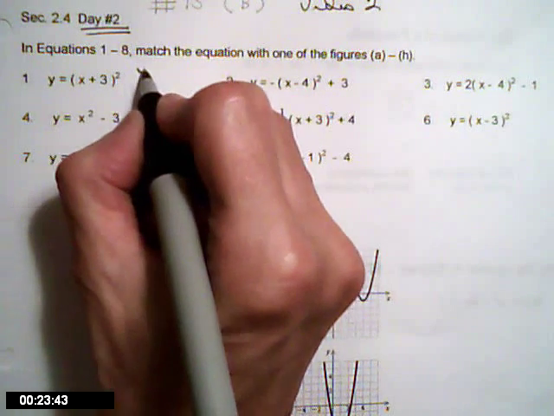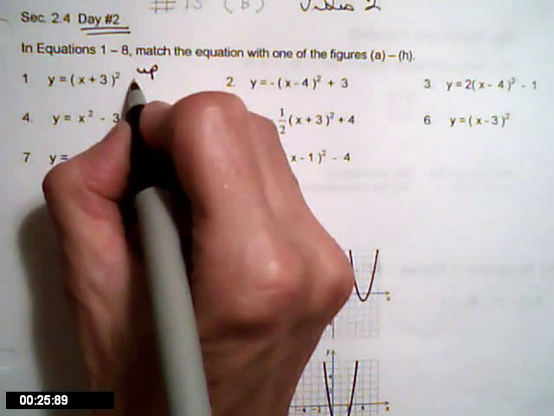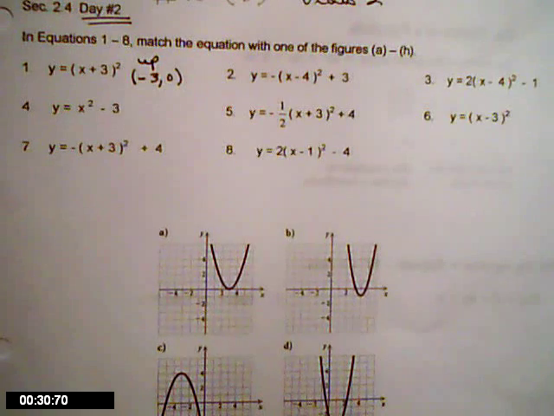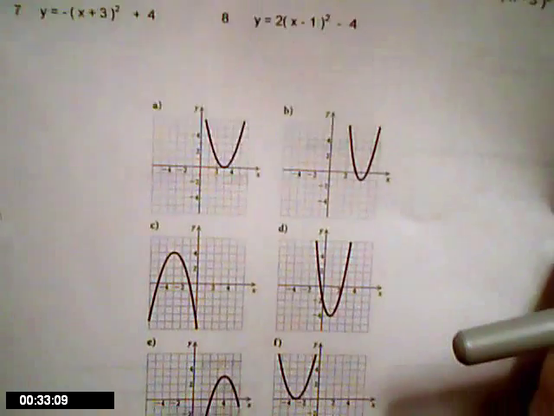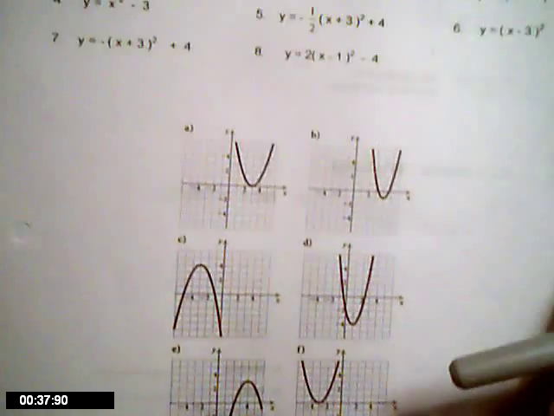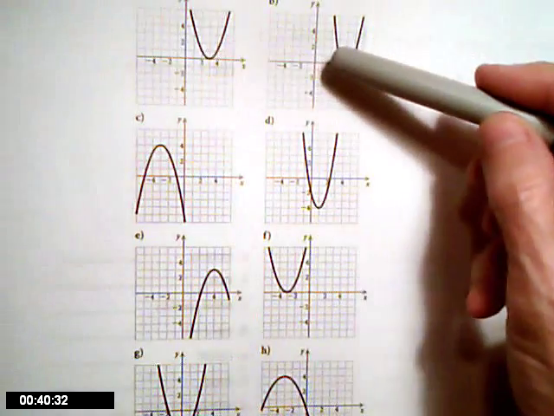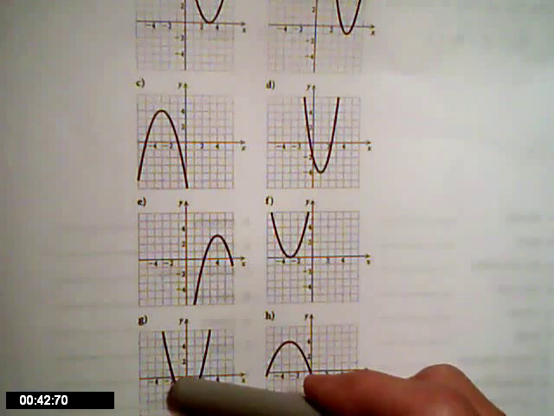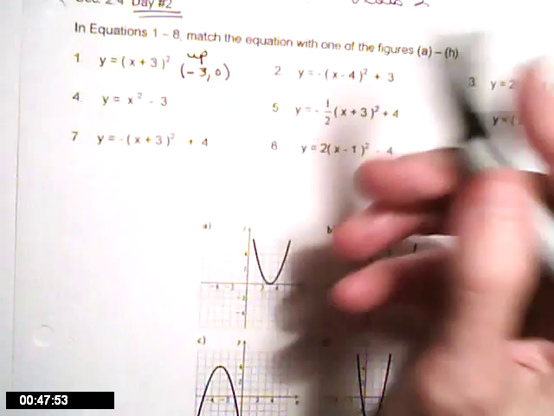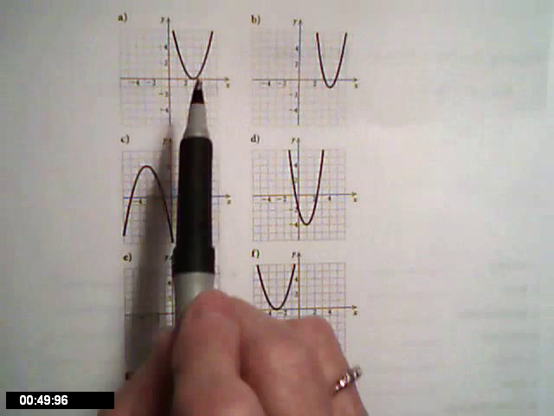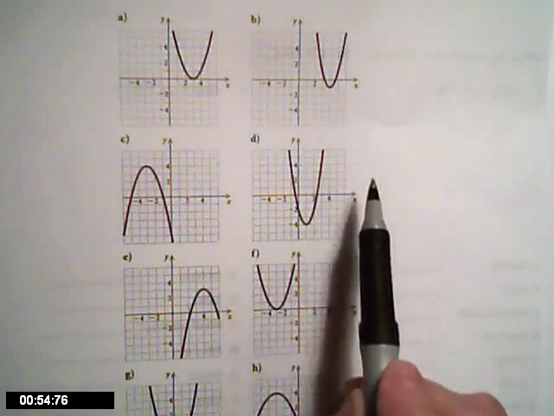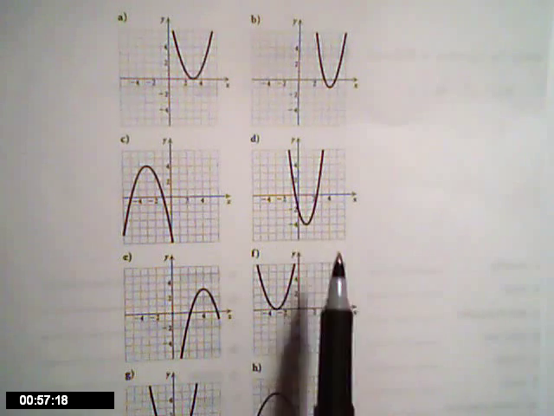This parabola opens up. The vertex is negative 3, 0. So if you look at your graphs, now you have this sheet, you can copy it. I'm looking at all of the graphs, and I'm looking for only graphs that open up. I have 5 of those. I'm looking for a vertex of negative 3, 0. This is positive 3. This is over and down, not 0.